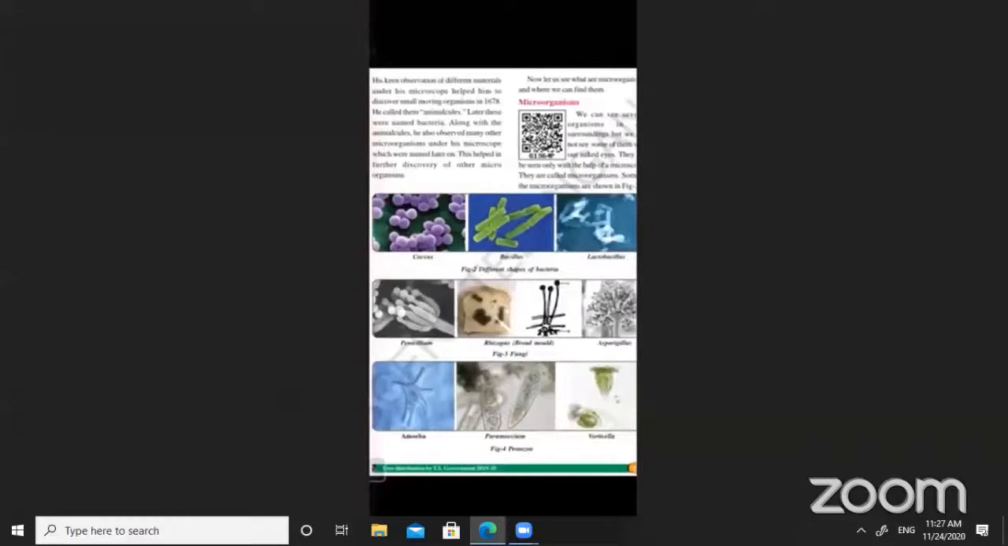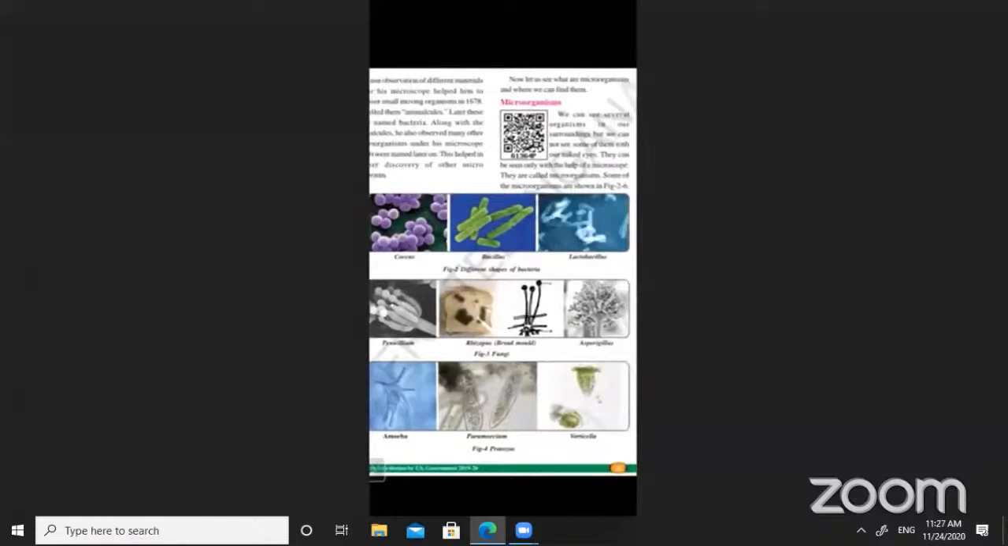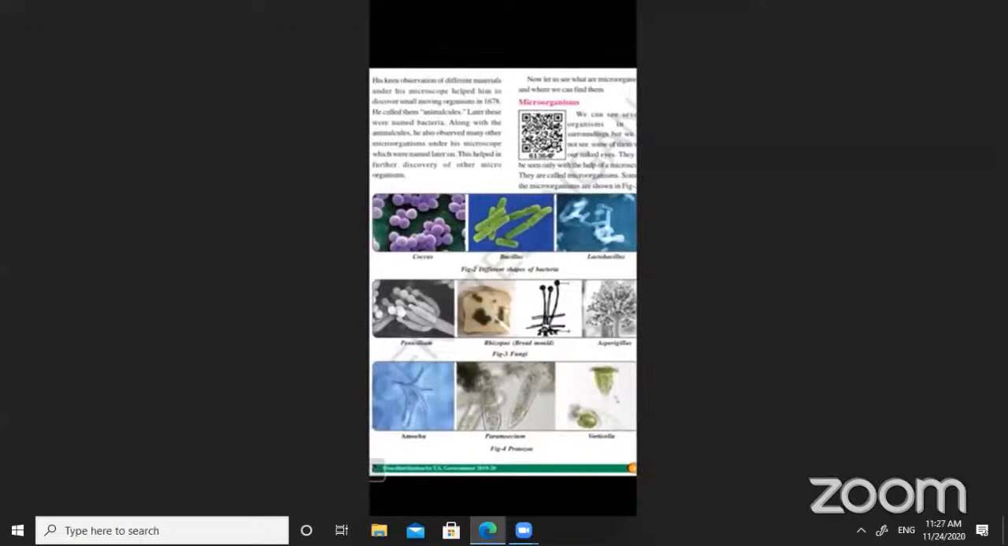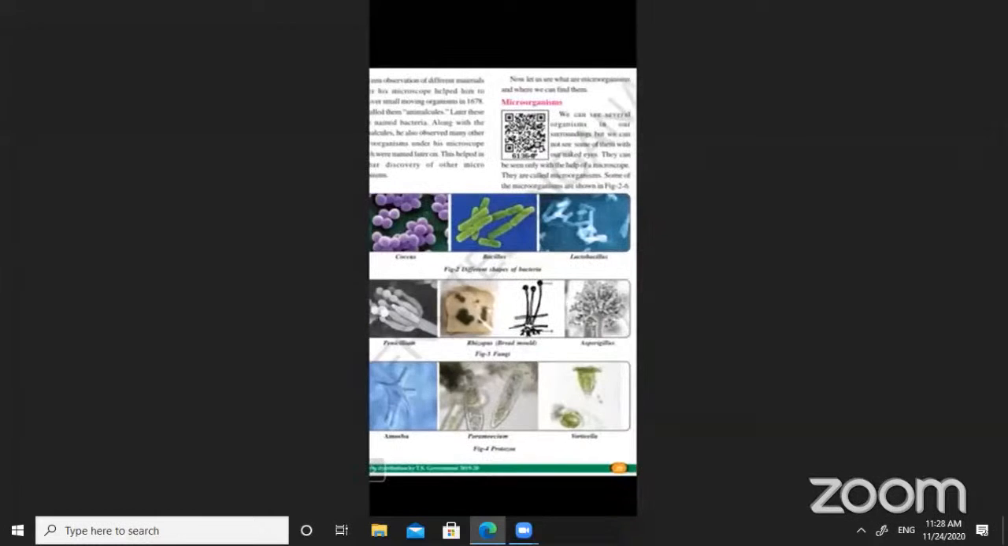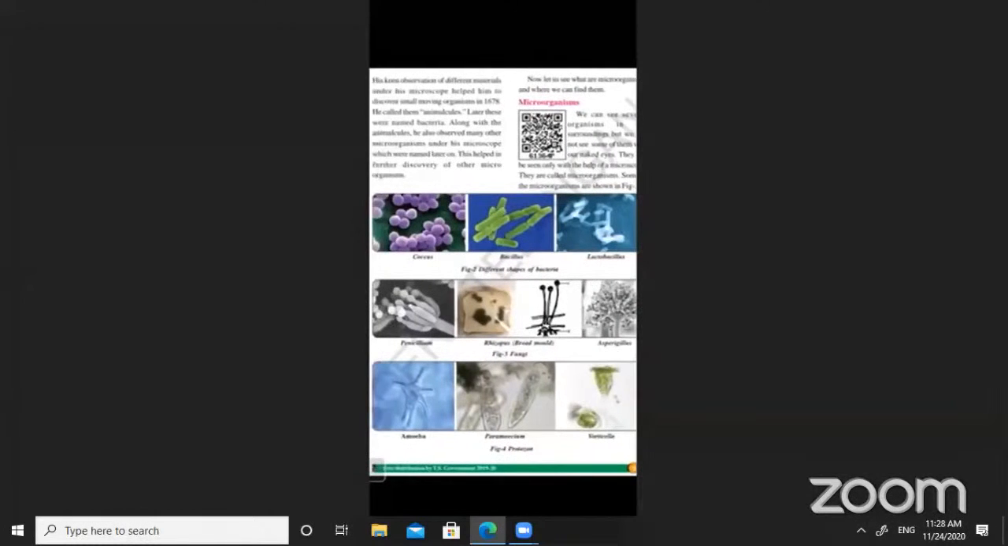Here, penicillium. Next, rhizopus. This is also called bread mold. Next, aspergillus. These are the fungi, which come under the fungi category. Next, let us go for figure number 4, protozoa. In protozoa, you are very familiar with amoeba, which does not have a definite structure.